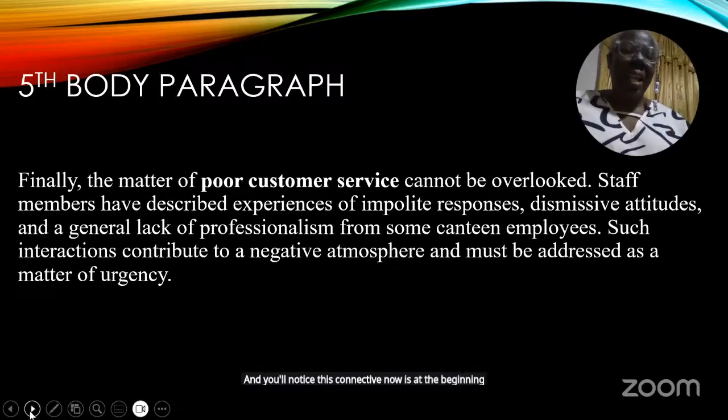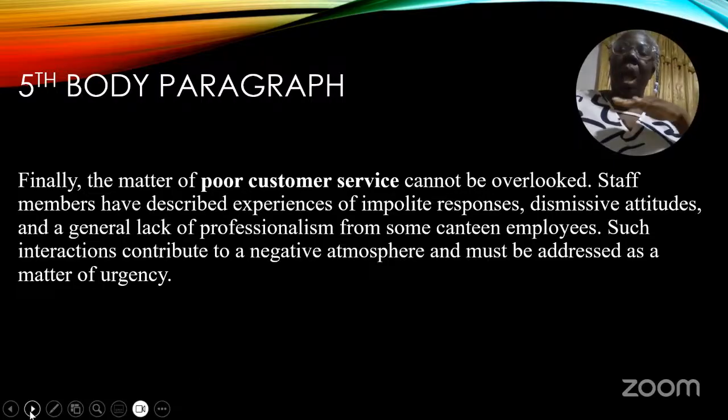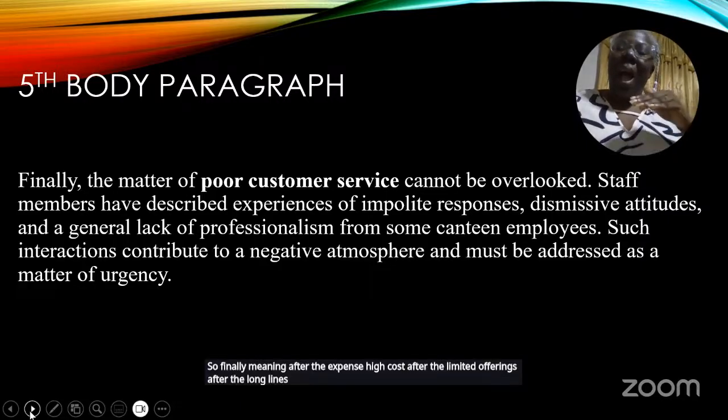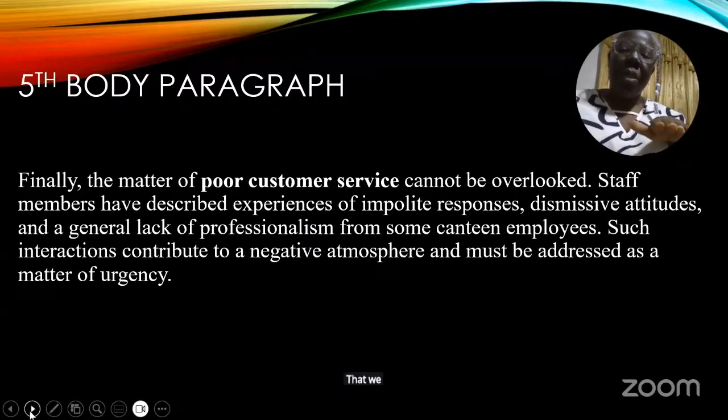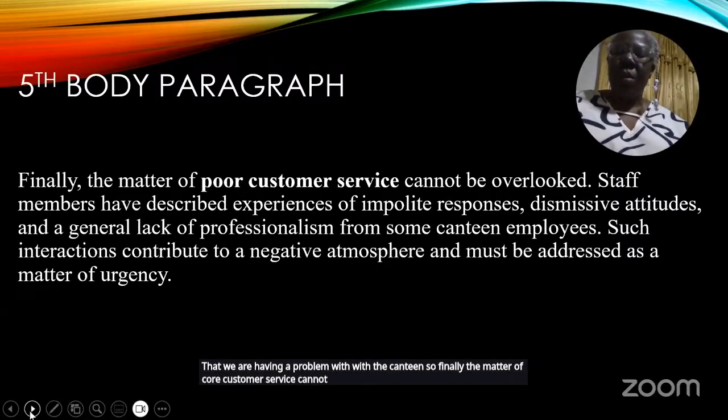and it says finally. So finally meaning after the expensive high costs, after the limited offerings, after the long lines, after the inaccessibility, here is the last thing that we are having a problem with in the canteen. So finally, the matter of poor customer service cannot be overlooked.